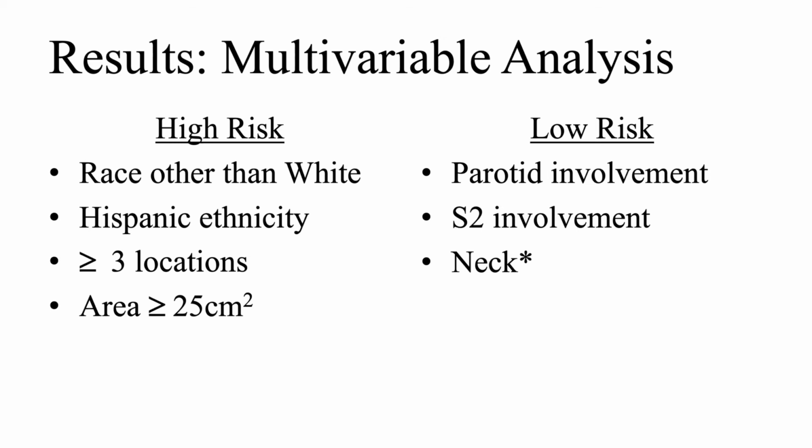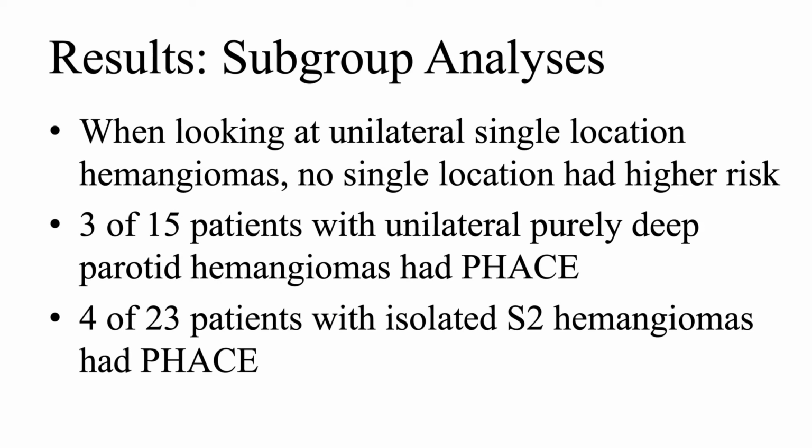When we looked at different subgroups of hemangiomas, we looked at unilateral, meaning one-sided single location hemangiomas. No single location had a higher risk than any other single location. So no segment had a higher risk. But if you had multiple involved, that raised your risk.